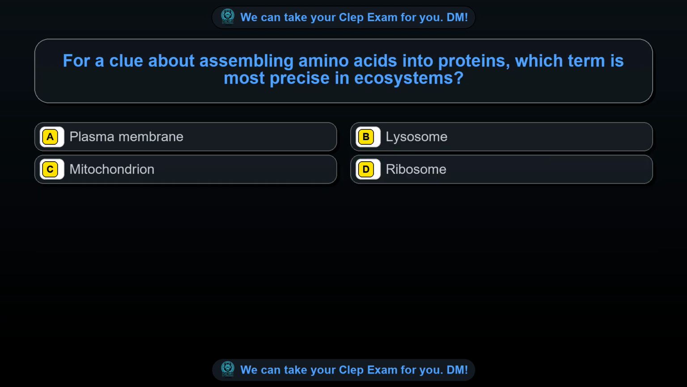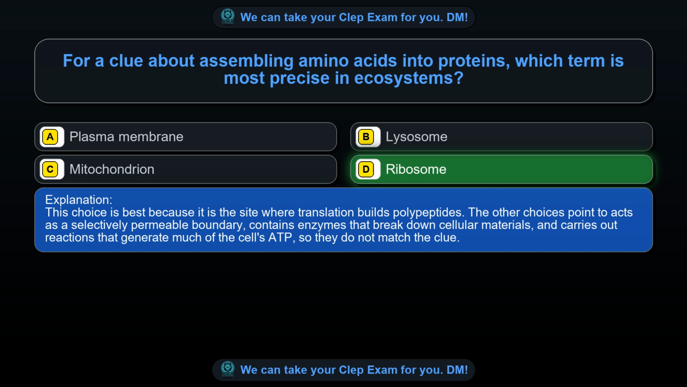Question 62. For a clue about assembling amino acids into proteins, which term is most precise in ecosystems? Option A, plasma membrane. Option B, lysosome. Option C, mitochondrion. Option D, ribosome. The correct answer is option D, ribosome. This choice is best because it is the site where translation builds polypeptides. The other choices point to acts as a selectively permeable boundary, contains enzymes that break down cellular materials, and carries out reactions that generate much of the cell's ATP, so they do not match the clue.